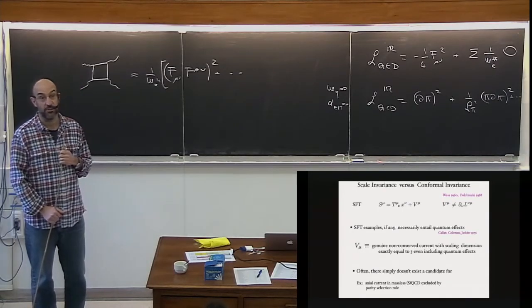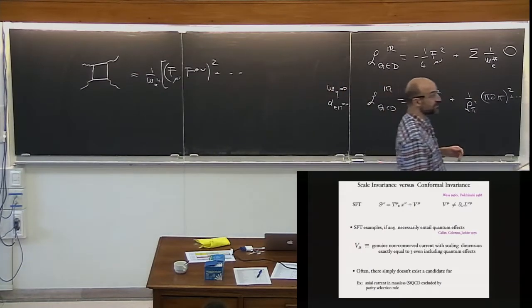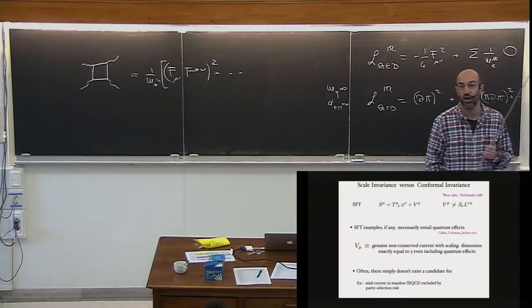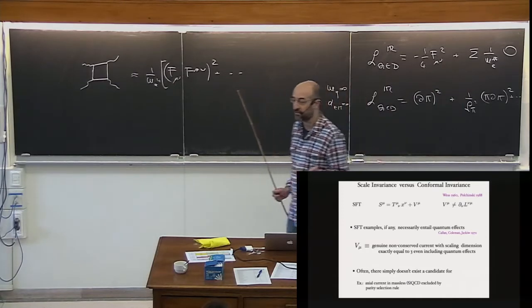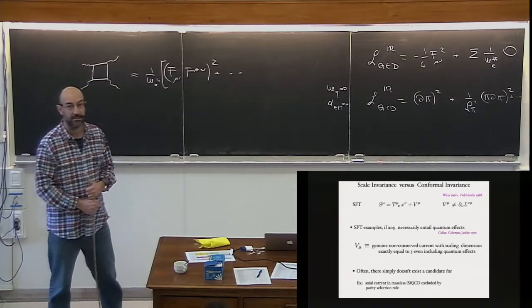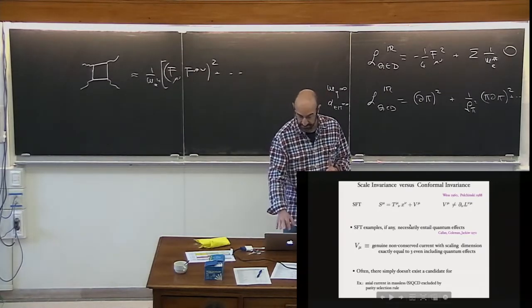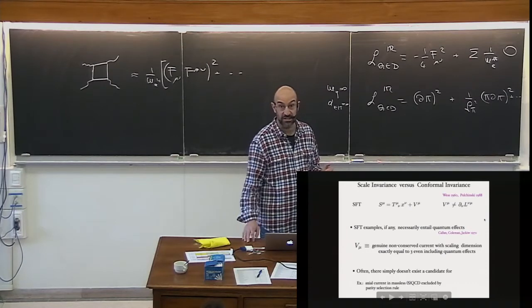And because of that, you can simply say that in QCD-like theories, and in particular in supersymmetric QCD-like theories, there's not even a candidate for this current. So this is why these theories can be shown to be conformal invariant in a sense. Okay, so there's not even a candidate for this current. However, in other cases, in general, we don't know.